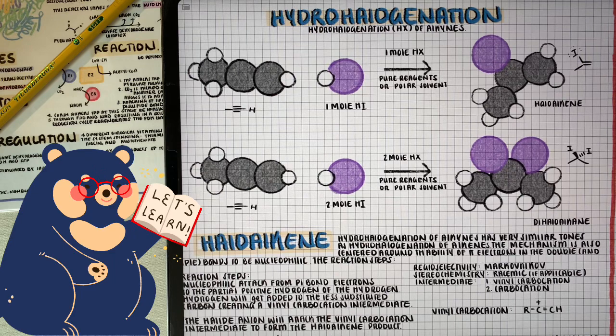One way to think about this is that we're going to do the first hydrogen halide reaction with the alkyne to form the alkene. And if we have another mole of hydrogen halide to react, the pi bond that's now on that haloalkene is going to react with the next mole of hydrogen halide to form our dihaloalkane. So essentially, it's what we did before, just doubled.